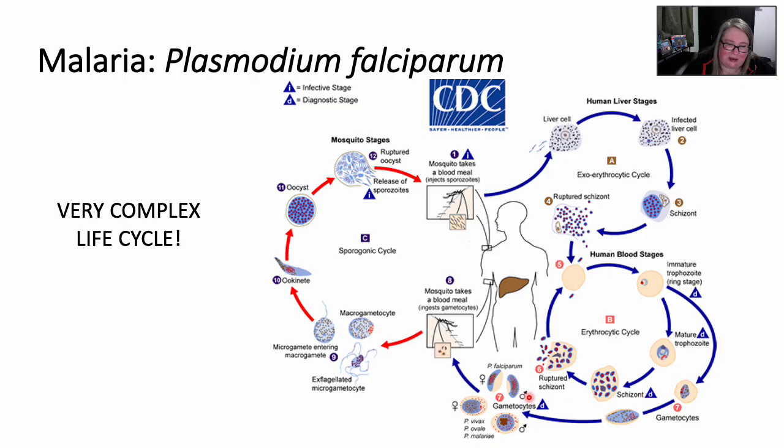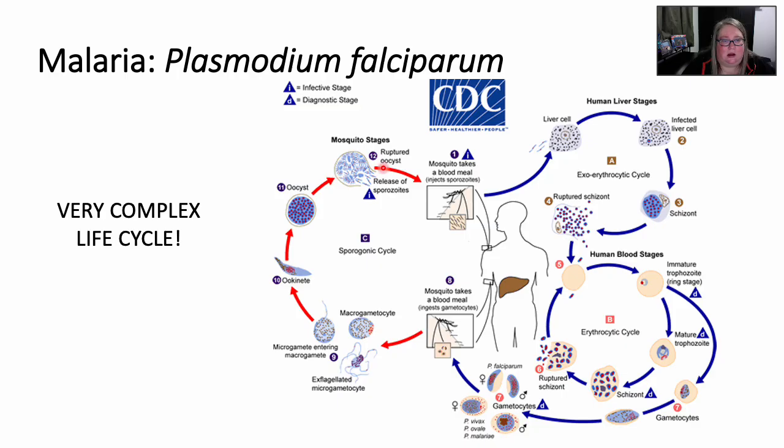Okay, so it's going to produce gametes. Those gametes are going to go into the reproduction stage. This is going to be what's found in the mosquito mostly. Okay, so we're going to make sporozoites and oocysts.